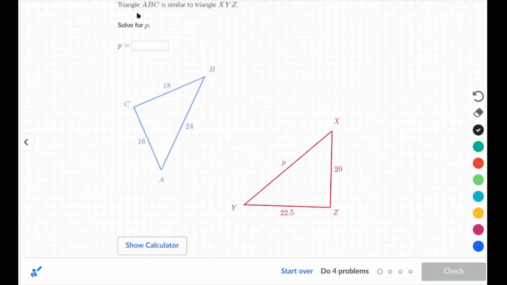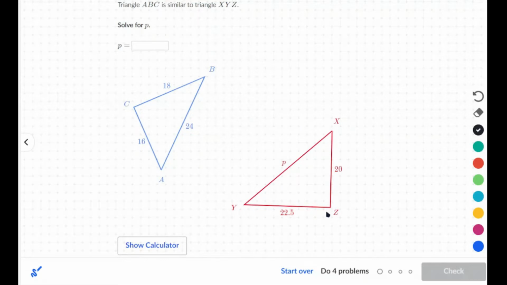So it says here, triangle ABC is similar to triangle XYZ, and they said to solve for P. So this is what we're solving for today. P is the main attraction. But first of all, how do we know that ABC is similar to XYZ?